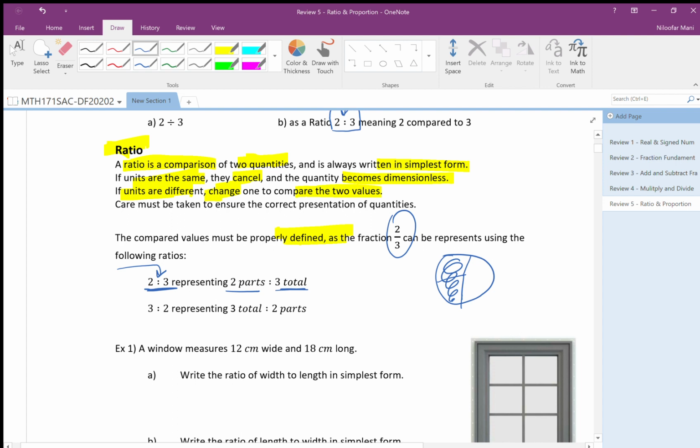Maybe I like to say, no, I show it this way, 3 to 2. Excuse me, sorry, 3 is total and 2 is parts. So it's the same thing, but I am showing it a different way.